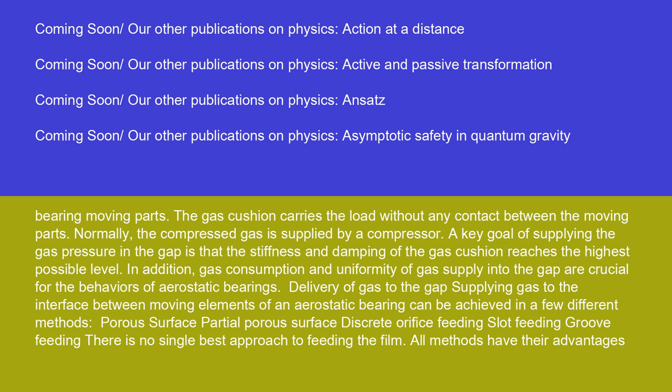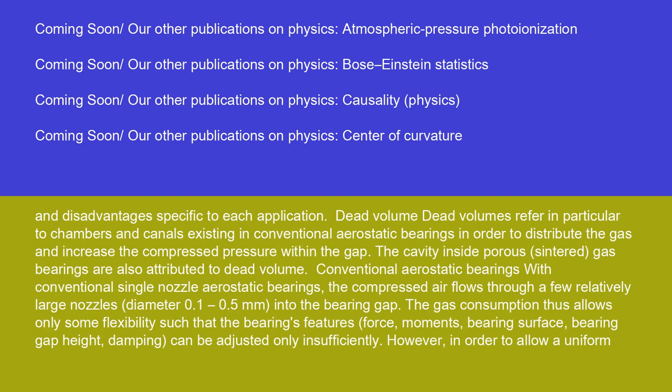Delivery of gas to the gap, supplying gas to the interface between moving elements of an aerostatic bearing, can be achieved in a few different methods: porous surface, partial porous surface, discrete orifice feeding, slot feeding, groove feeding. There is no single best approach to feeding the film. All methods have their advantages and disadvantages specific to each application.